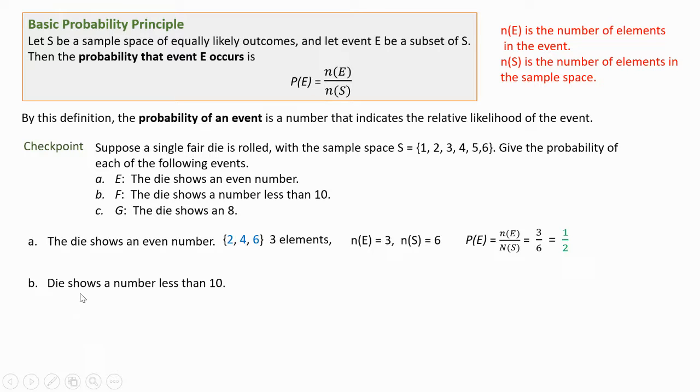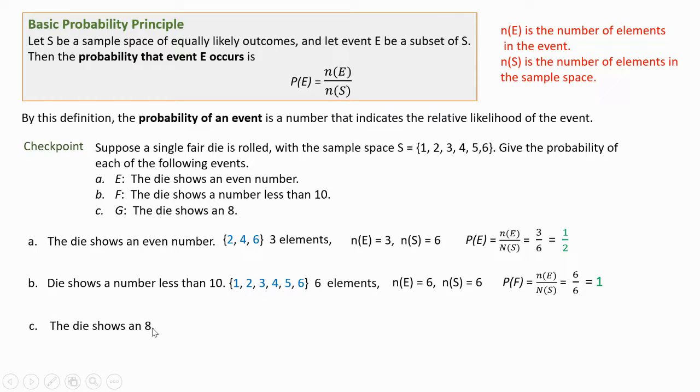Let's try B. The die shows a number less than 10. The event is going to be every number in the sample space: 1, 2, 3, 4, 5, 6. The sample space is 6, and the number of elements in the event is 6. So for the event F, the die shows a number less than 10, the probability is 6 out of 6, which is equal to 1. So the answer is 1.